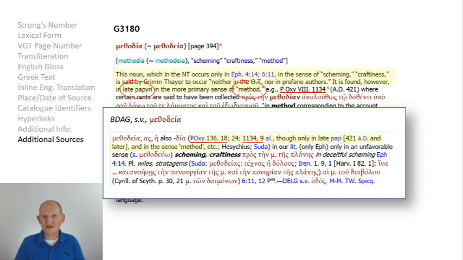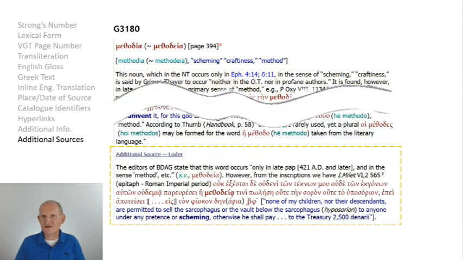But during my research for VGNTS, I came across an inscription from the Roman imperial period from Miletus that has the word methodia, and there it is in the sense of scheming. The context clearly shows that scheming is meant. Now, in all fairness to Moulton Milligan and Bauer, this inscription was not discovered until 1936 and wasn't published until 1976. So this is an example of a source that has come to light more recently. And these are the kinds of things you will find in VGNTS.